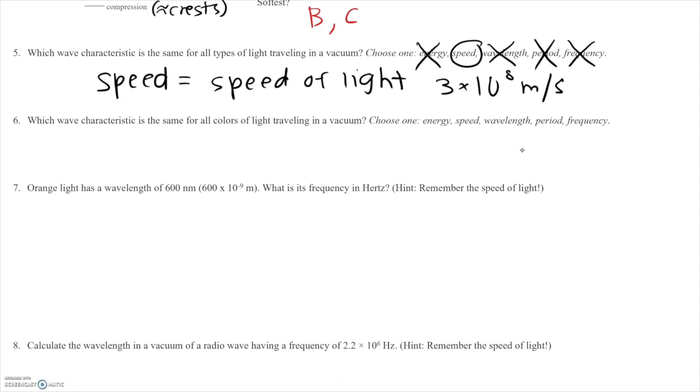So how about number 6? Which wave characteristic is the same for all colors of light traveling in a vacuum? So this one's a little different from 5 because we're talking about colors of light, so we're talking about visible light. Let's see if our answer is the same or not as compared to number 5. So colors of light are different because they all have different wavelengths, which means, again, it affects the frequency and the period and also the energy that each wave carries. And so the only thing staying the same between all colors of light is, again, the speed, which is the speed of light.